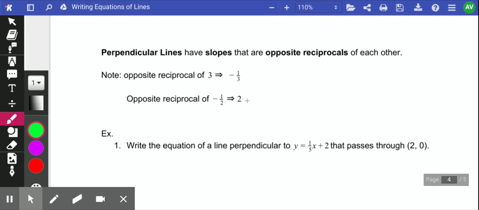and changes signs, okay? Other things to remember about perpendicular lines: they do intersect. So not like parallel lines, perpendicular lines do intersect, and they intersect in such a way that they form a right angle, a 90-degree angle.